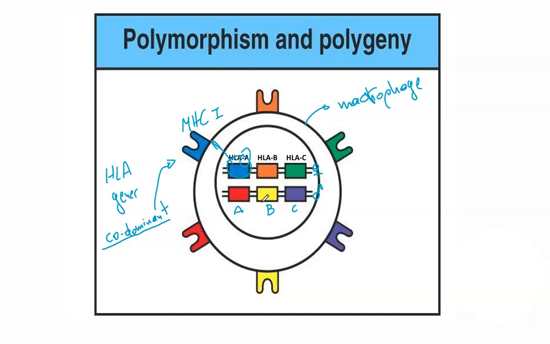So definitely an individual will most likely have different alleles for these 3 specific genes, and these will all be expressed since all the genes are codominant, and they will produce different MHC class 1 molecules.